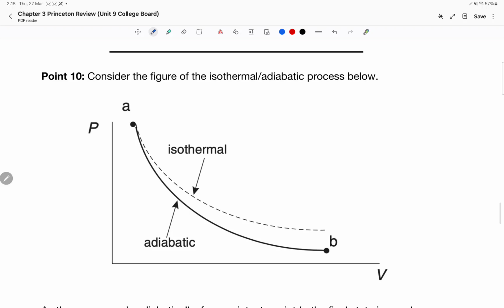And if you ever come across isothermal and adiabatic in the same graph, isothermal always has to be on top. Always has to be on top compared to the adiabatic.